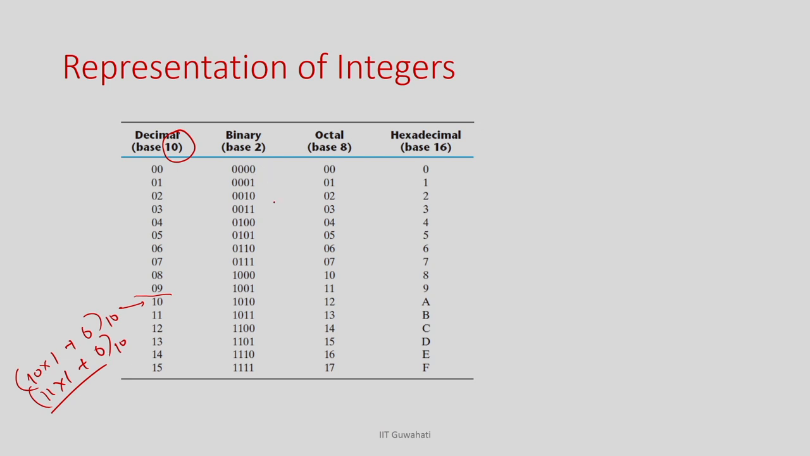In binary, whenever you write a number, for representing 15, you need 4 bits. So, I am representing things in 4 bits.